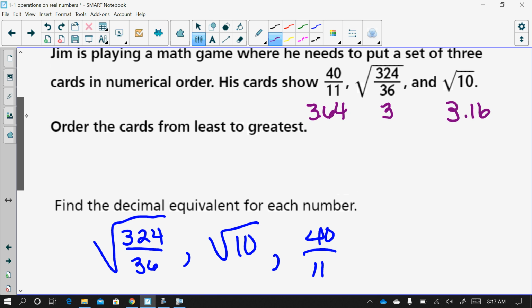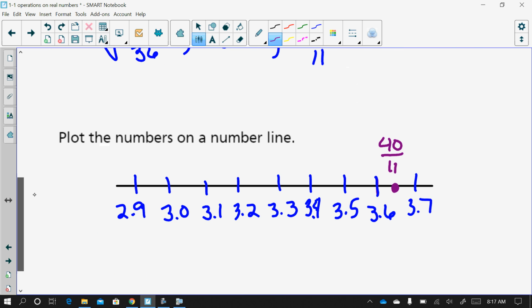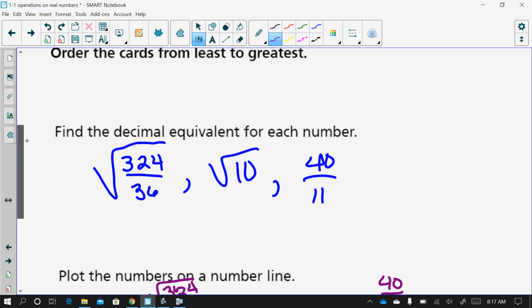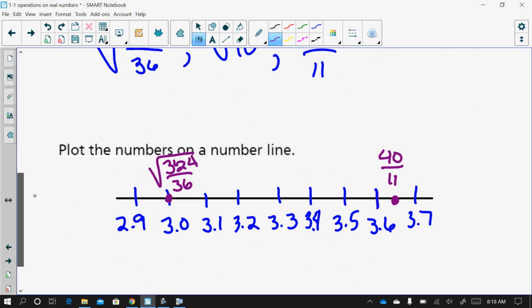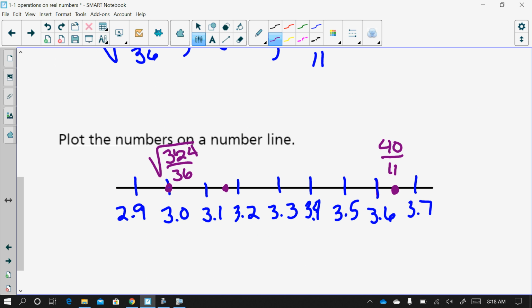Next one I had was the square root of 324 over 36. That was just equal to 3. Then finally, I had the square root of 10 at 3.16, so that's about right here. So if I ever ask you to put them on a number line, come up with a scale and keep it even, and then put the numbers where they belong.